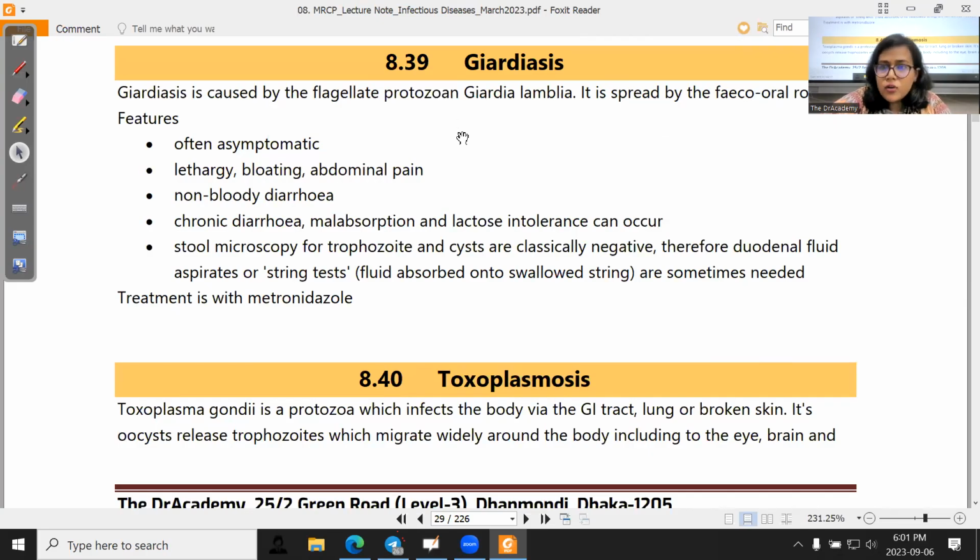But Giardia will never cause dirty diarrhea. Okay, and stool microscopy for the trophozoite and cyst can classically be negative. That's why we take a duodenal aspirate, doing an upper GI endoscopy and taking that aspirate, and preparing it to see the microscopy or the staining that can detect Giardia lamblia. Sometimes a string test is also done because endoscopy can be quite painful. So in that case, after swallowing the string, we take it out and go for the aspirate testing.